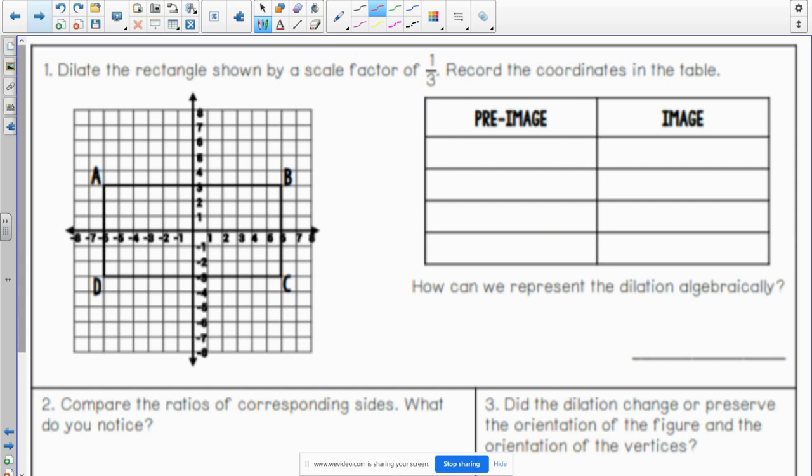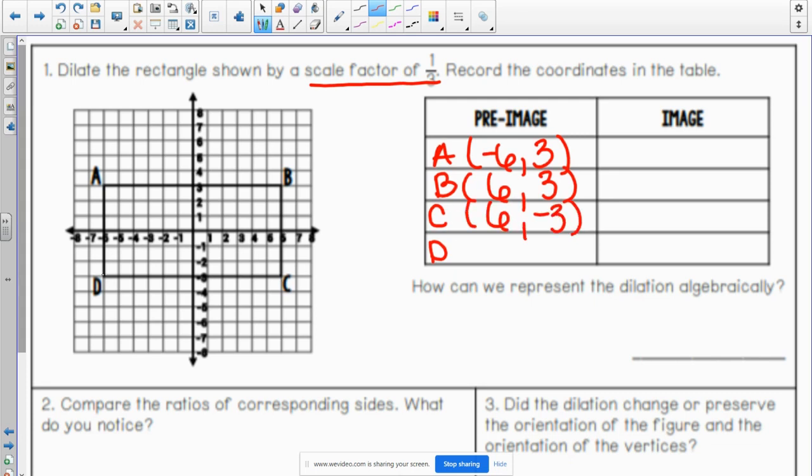Okay, let's try to actually dilate. So we're given a scale factor of a third. I need to write down all the pre-image points. So A, B, C, and D. A is at -6 and 3. B is at 6 and 3. C is at 6 and -3. And our lovely little D over here is at -6, -3. So again, remember when you are given the scale factor, the only thing you have to do is multiply the math times 1/3.